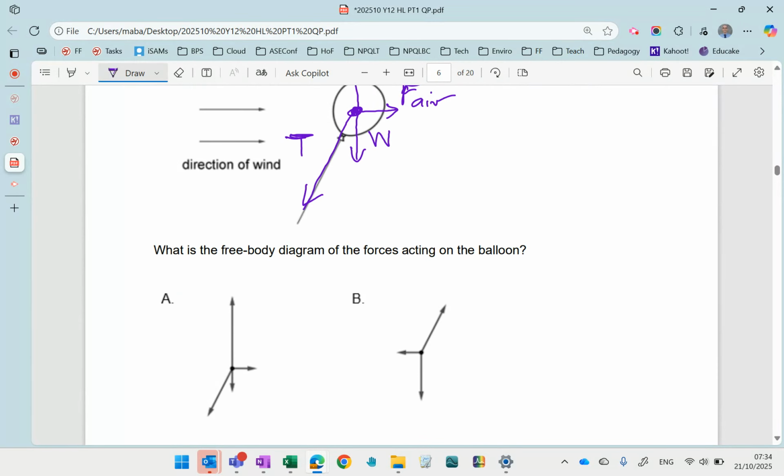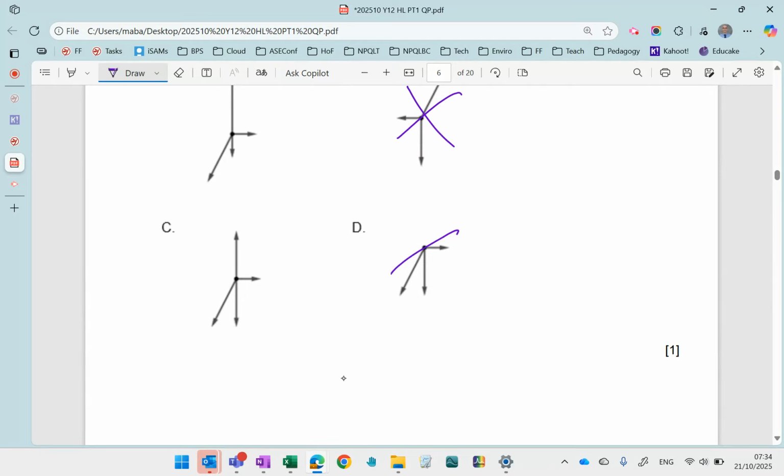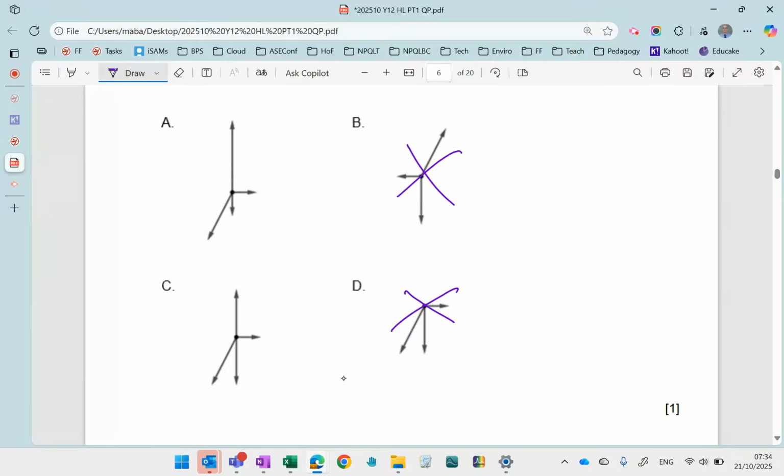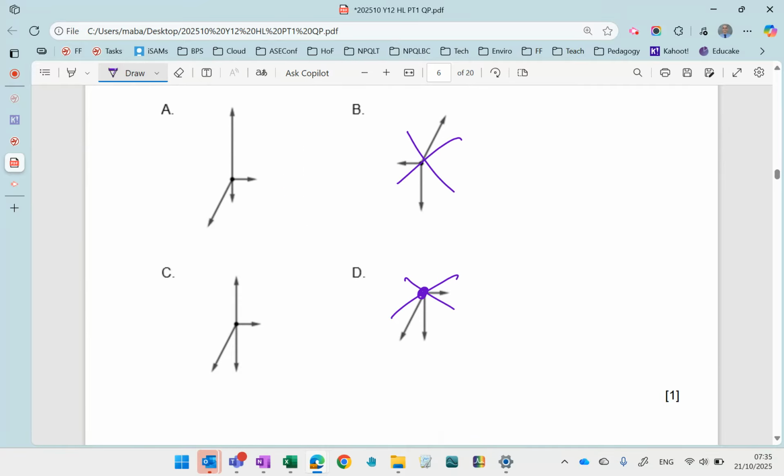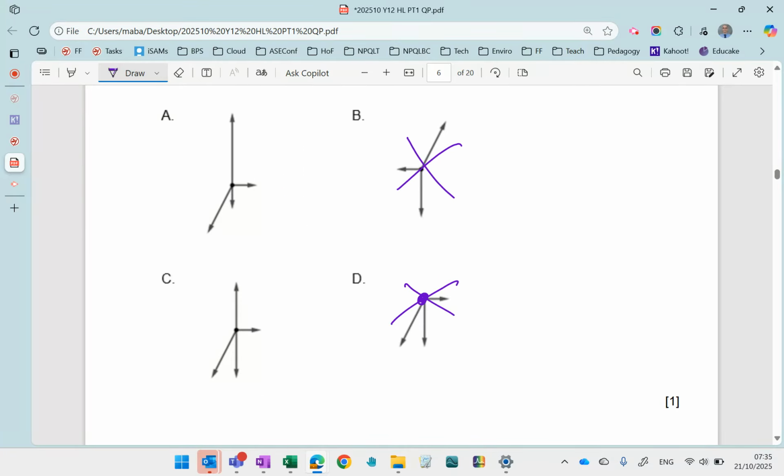Well, we can get rid of B straight away because B doesn't have any tension, and we can get rid of D because there isn't any upward buoyant force. The other reason you can get rid of D is, if you added those forces together, you certainly wouldn't end up with a resultant force of 0, would you? So that's definitely not going to work. So we're left with A and C. Both of them look good because they've both got those 4 forces, and this is where we come back to the idea that we want the resultant force to be 0. Why? Because it's in translational equilibrium. And A is going to be our best bet for that.